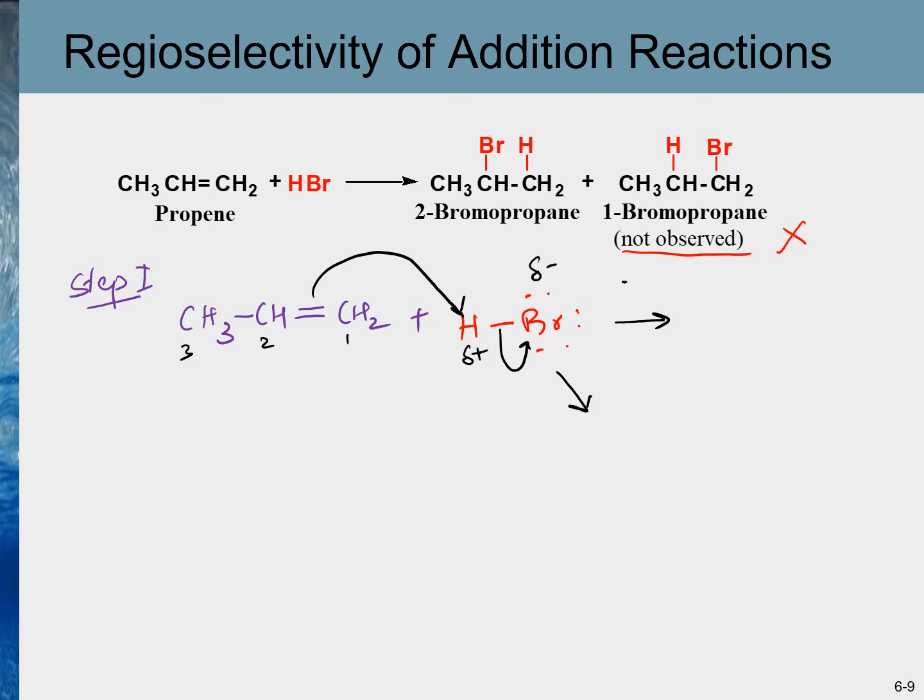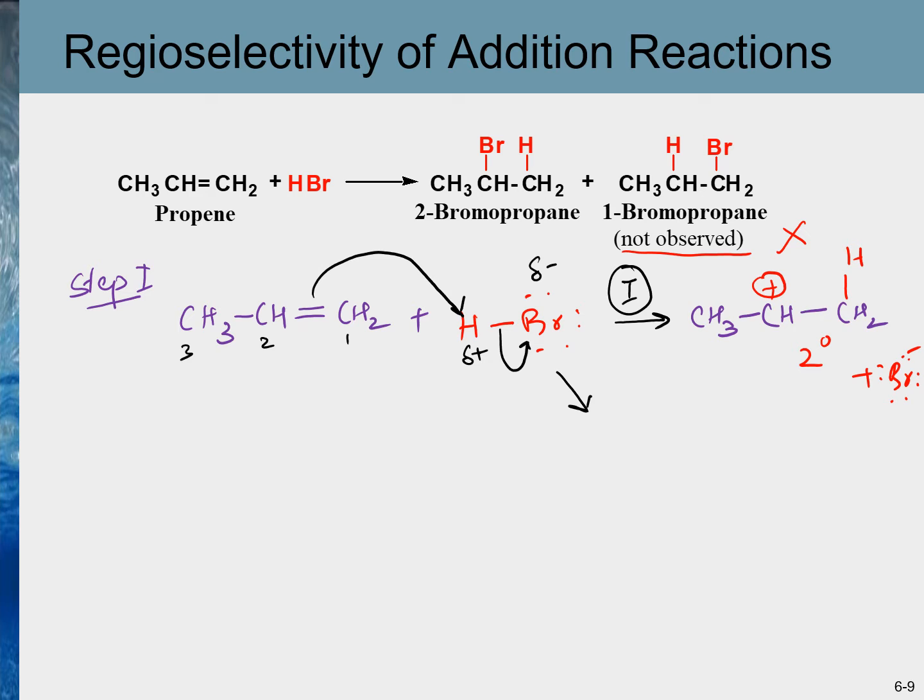So possibility number 1 is when the hydrogen goes to carbon number 1. So in that case, we would obtain this carbocation. And as you can see, this is a secondary carbocation. In both possibilities, we will get a bromide ion. I'm not going to write that because it's common. Yeah, let's write that too. And there will be a bromide ion.